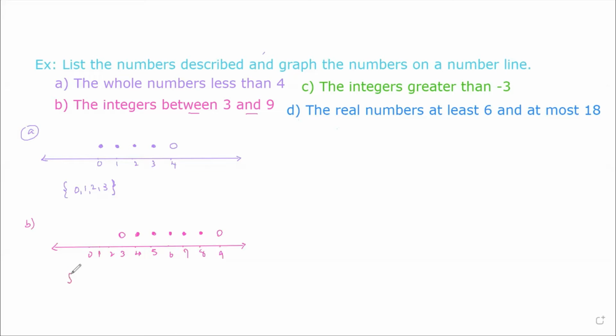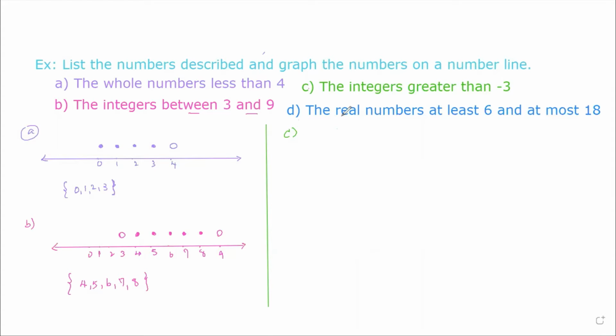Now the solution set. So that becomes 4, 5, 6, 7, and 8. Okay, so that's the answer for question B. Now go to C. Go to C. We draw this one. Question C.